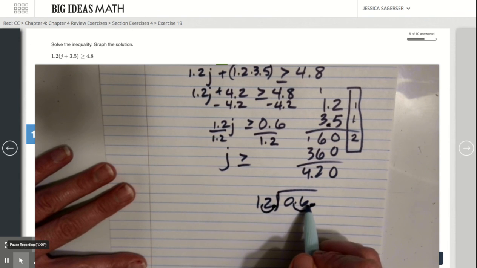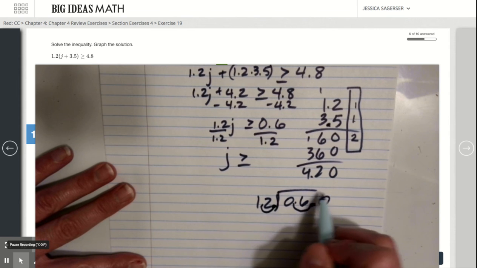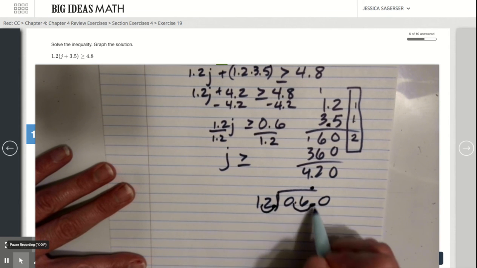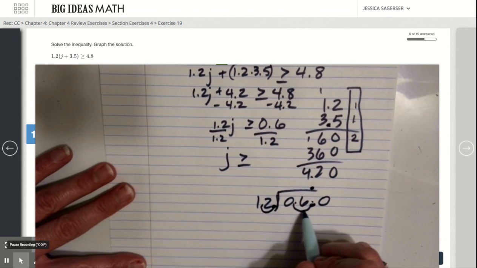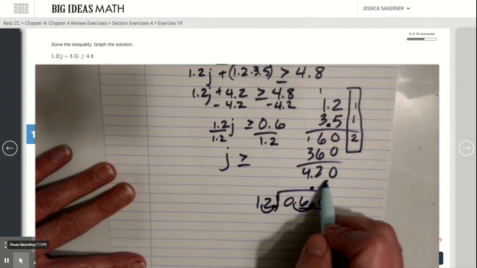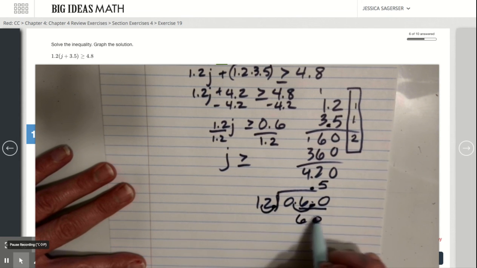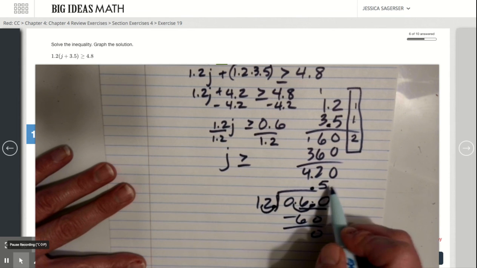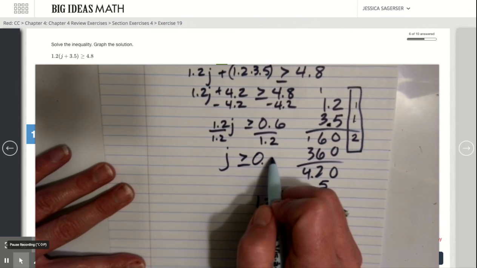How many times does 12 go into 6? Well, it doesn't. So let's add another digit, another 0 there. Move our decimal point straight up. 12 goes into 60 5 times. And that works out. So that's 0.5. So here we have j is greater than or equal to 0.5.